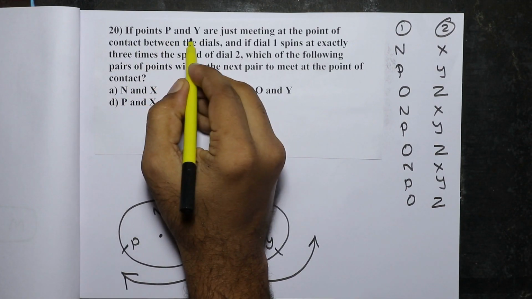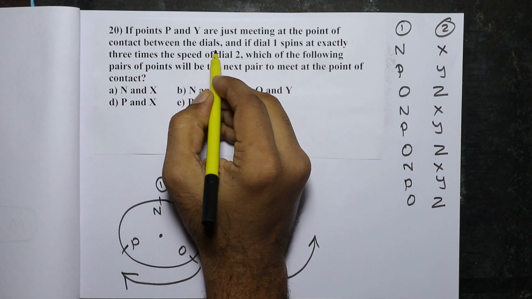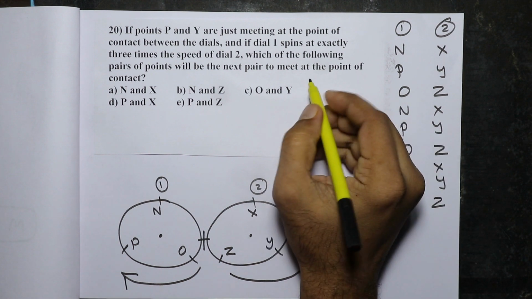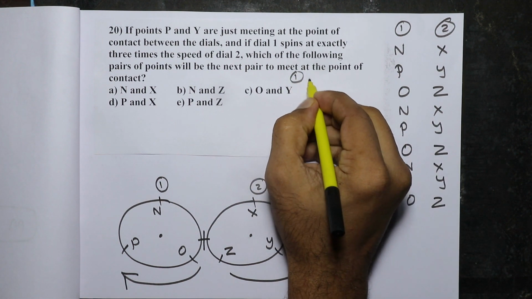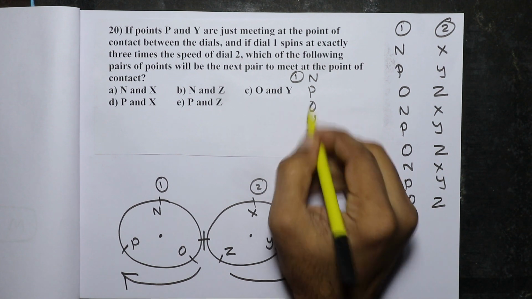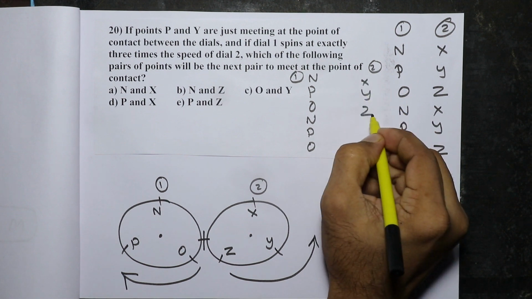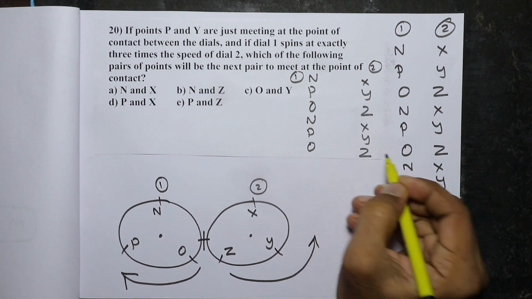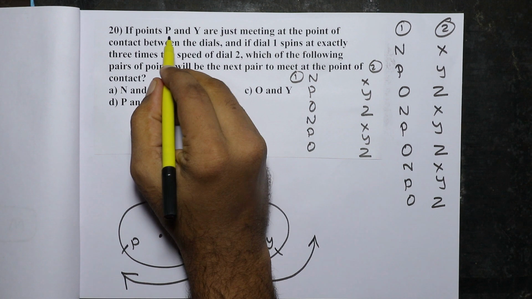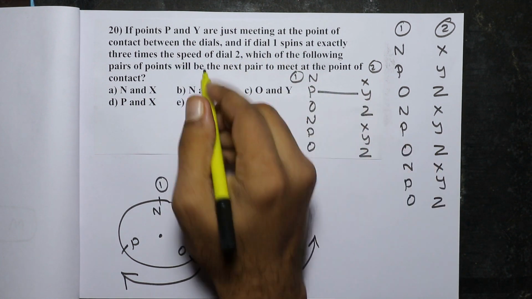If points P and Y are just meeting at the point of contact between the dials. So we'll mark this data here. For dial 1 it is NPO, NPO, repeating like that. And for dial 2 it is XYZ, XYZ like that. And points P and Y are meeting. So points P and Y are meeting like this.